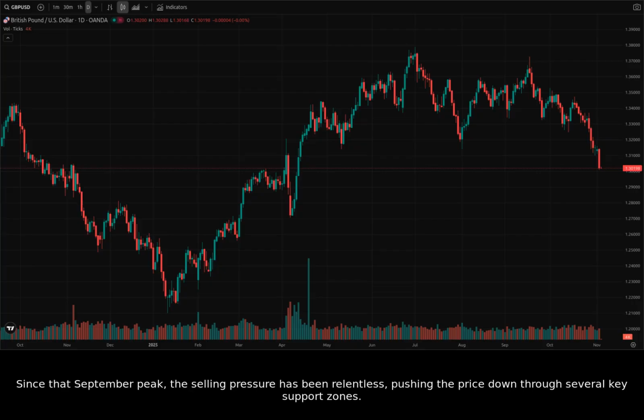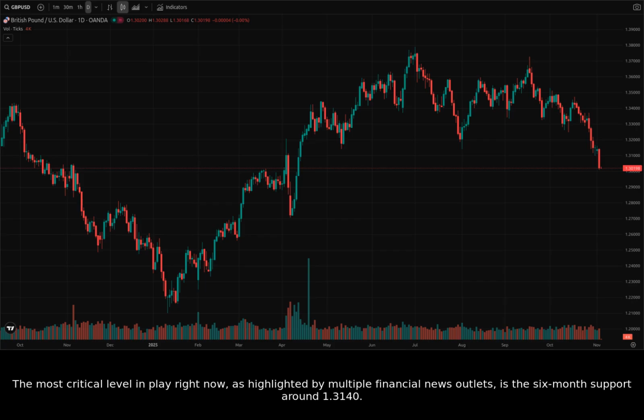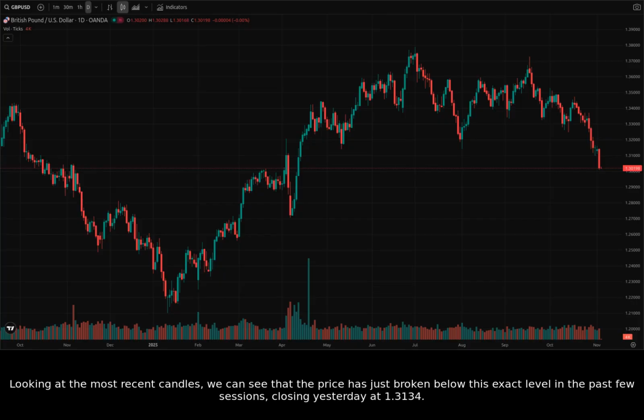Since that September peak, the selling pressure has been relentless, pushing the price down through several key support zones. The most critical level in play right now, as highlighted by multiple financial news outlets, is the 6-month support around 1.3140. Looking at the most recent candles, we can see that the price has just broken below this exact level in the past few sessions, closing yesterday at 1.3134.